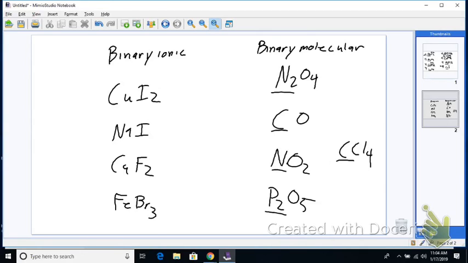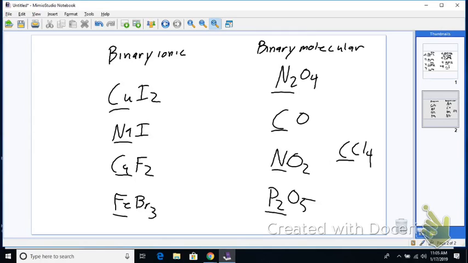This side all has metals. We know how to name all these. That would be copper 2 iodide, sodium iodide, calcium fluoride, and iron 3 bromide. So we just went through that. Now, how do we differentiate between the two? Because these don't really have charges. I mean, they have what's called oxidation states, but they're not charges. And we could use Roman numerals, but the preference is to use these things called prefixes.